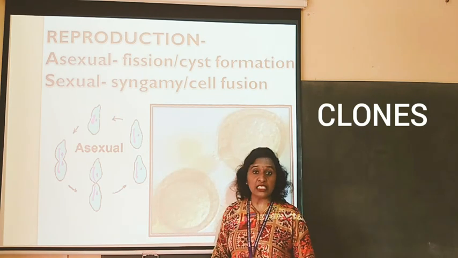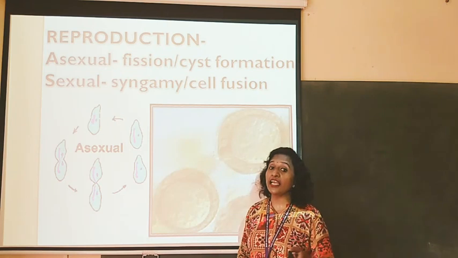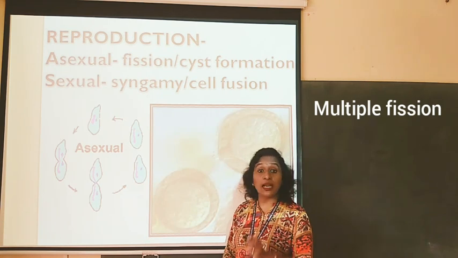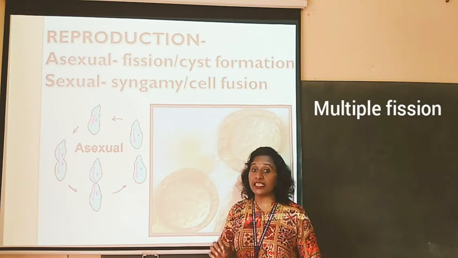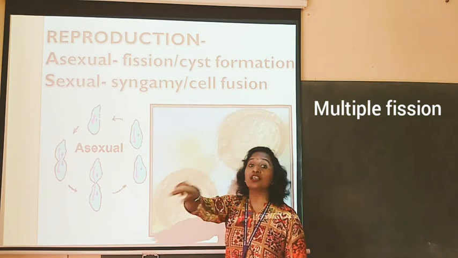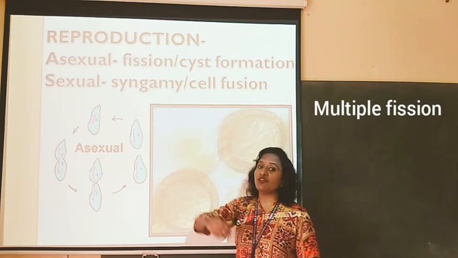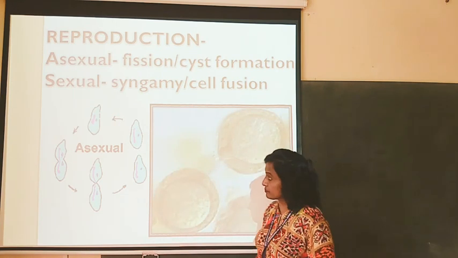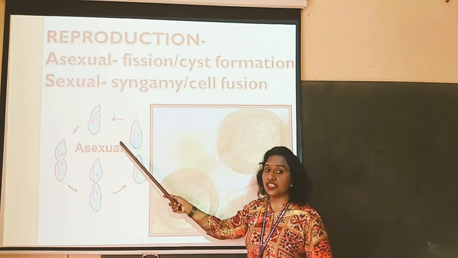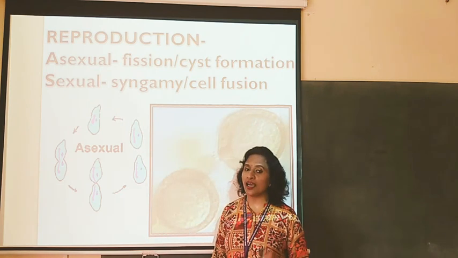In some of the Protista, there is one more type of fission which takes place, and that we call multiple fission. As the name says, multiple fission indicates that many such cells will be formed within a particular covering, and during favorable conditions, these cells will be released out. Okay? And they will grow independently. Here, the fission is called binary fission since only two daughter cells are formed.